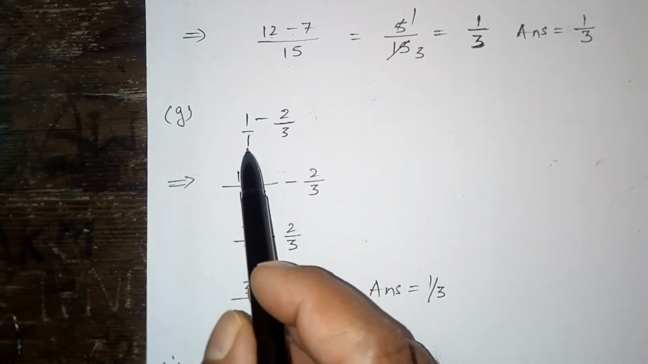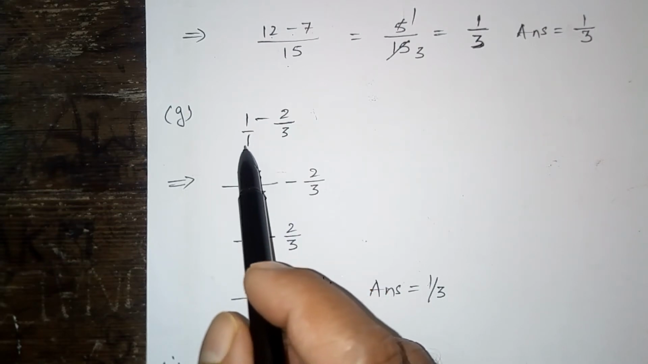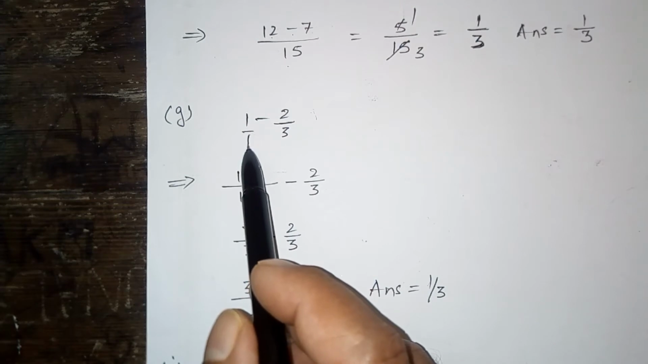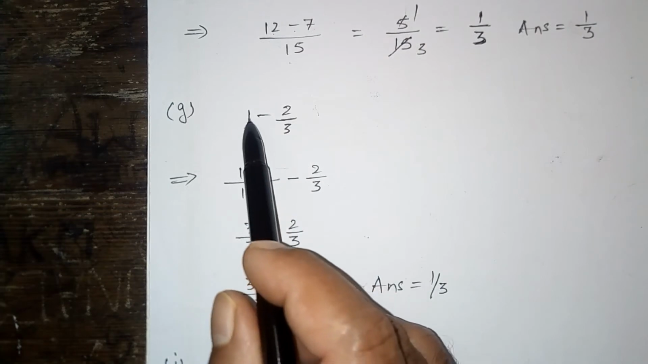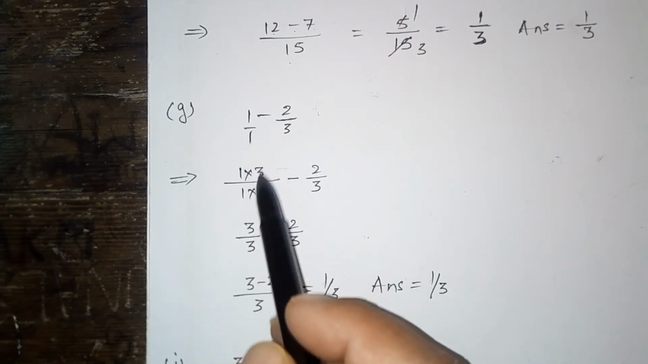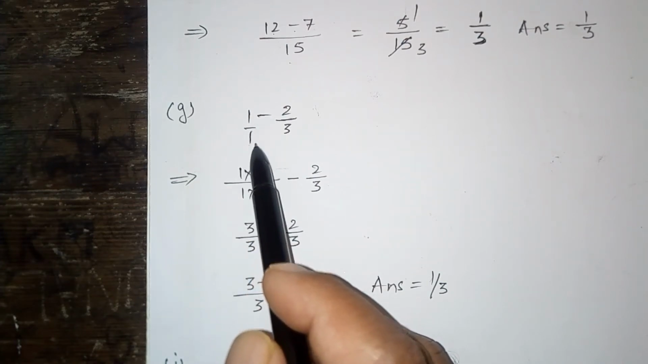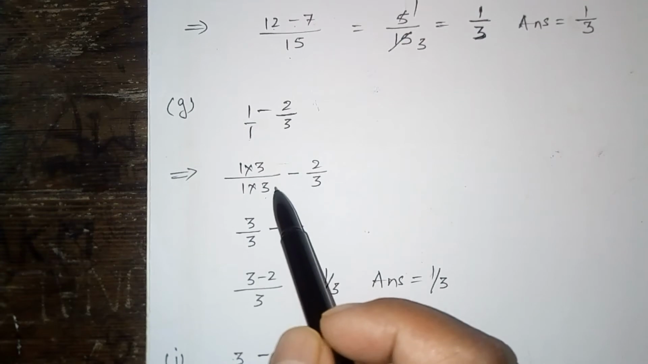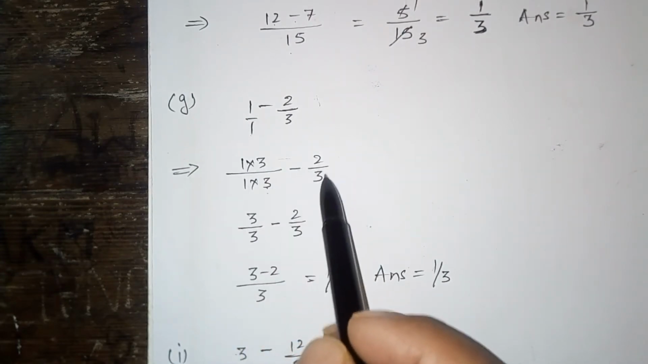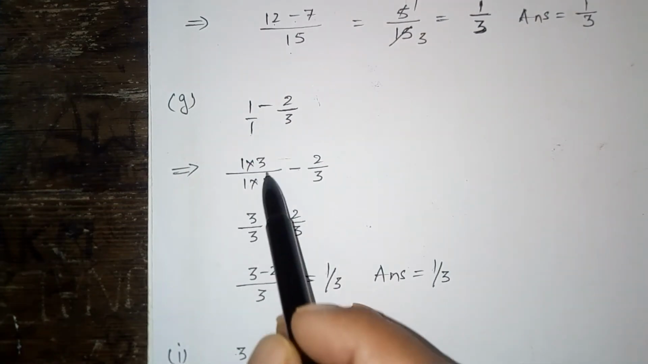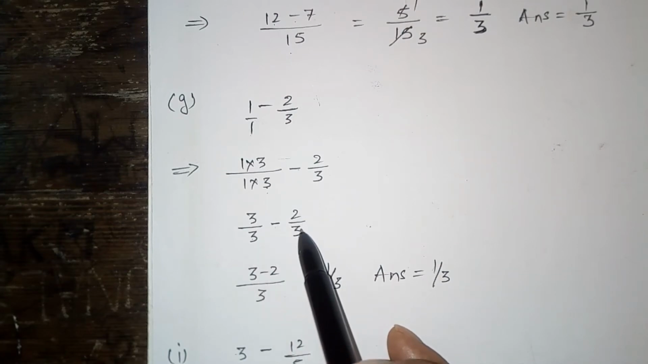This denominator 1, we can convert it to 3. How? Look here. Multiply numerator and denominator by 3. So what will you get? 1 into 3 upon 1 into 3 minus 2 upon 3. 3 1 ja 3, 3 1 ja 3. 3 upon 3 minus 2 upon 3.